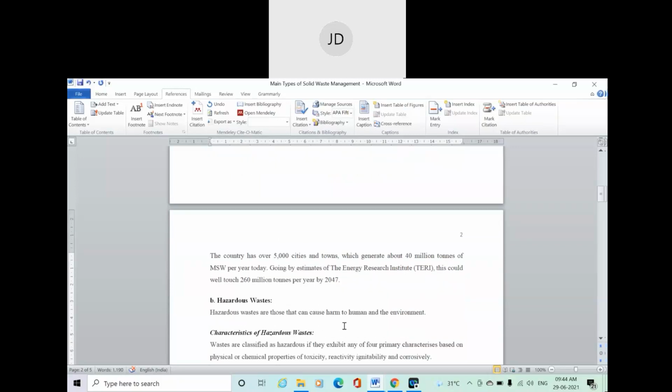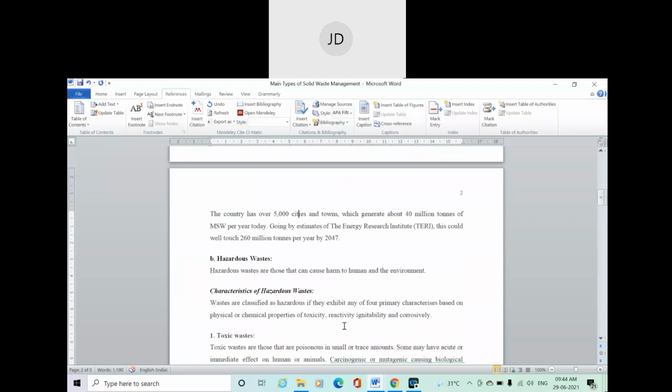Fine. Anyway, if we go to the next classification, that is hazardous waste. Hazardous waste basically means harmful waste. Hazardous waste is waste that can cause harm to humans and the environment. They can harm humans and the environment directly. You can consider toxic waste, chemical waste or radioactive waste. They are basically hazardous waste.